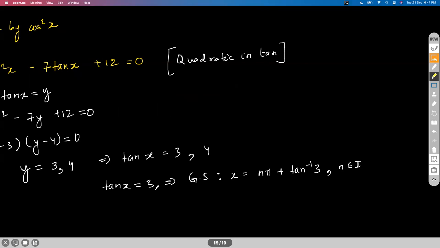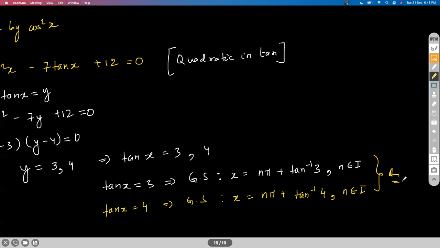And if you take tan x as 4, then the general solution would be x equal to n pi plus tan inverse 4. Got the point? So these two will become your answer. Is it fine? Any questions, any concerns? Please do highlight.